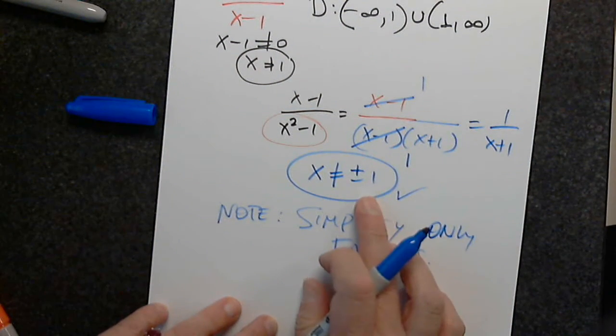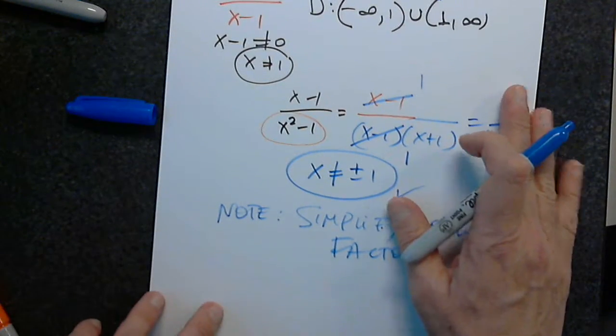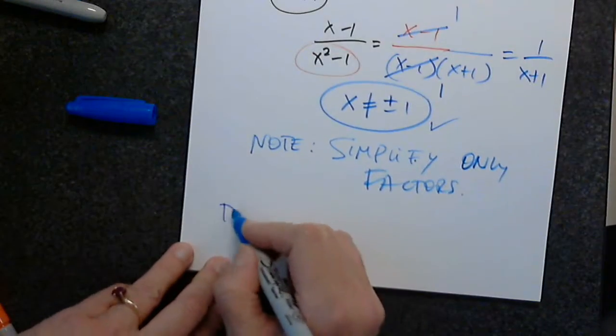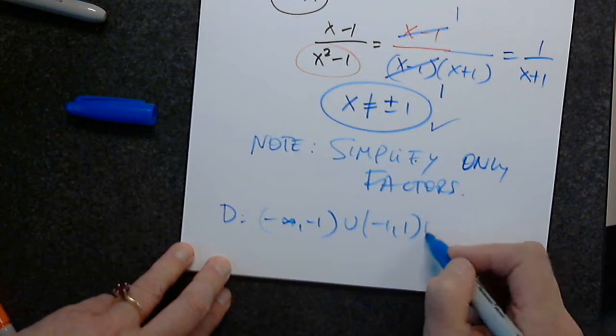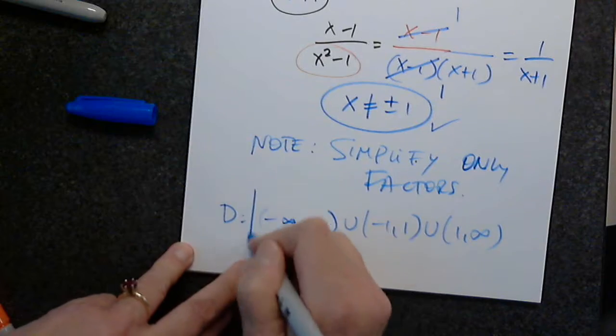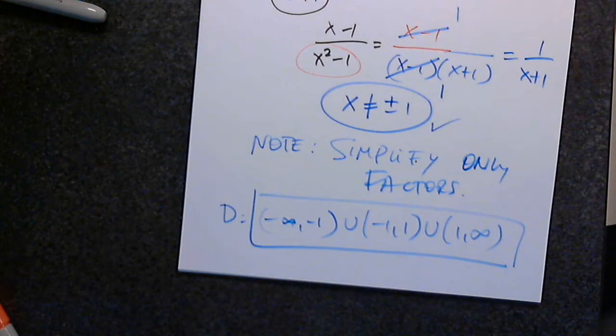However, this is the domain. Although you no longer see x minus 1 in here, it doesn't matter. The domain is still this, meaning negative infinity to negative 1, union, negative 1 to 1, union 1 to infinity. Again, in plain English, everything but 1 and negative 1. So we do start by stating the restrictions and then stating the domain.